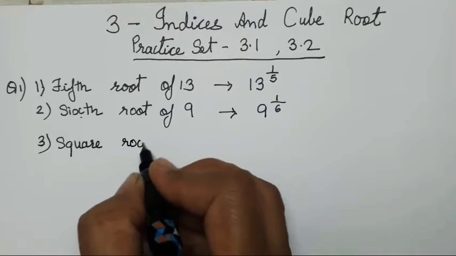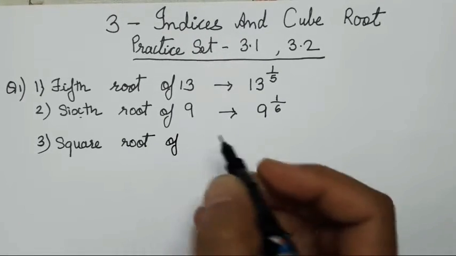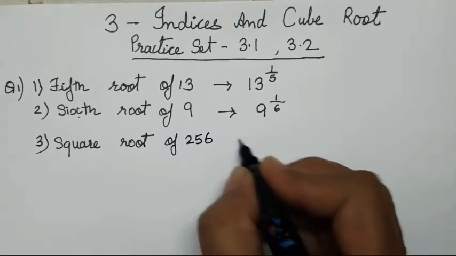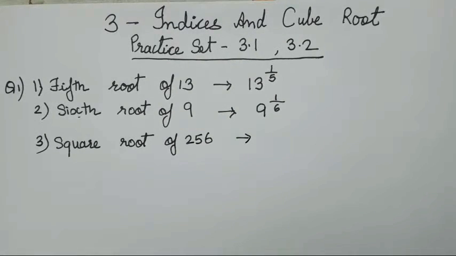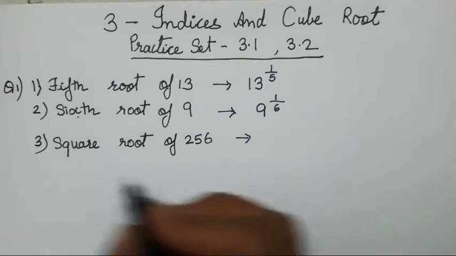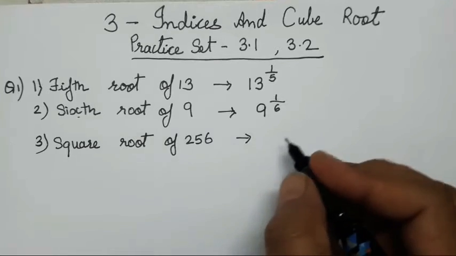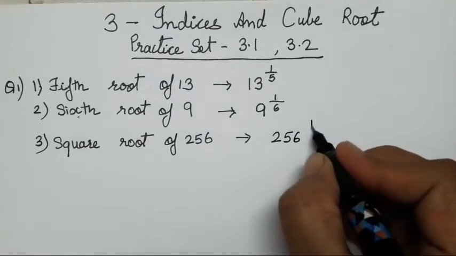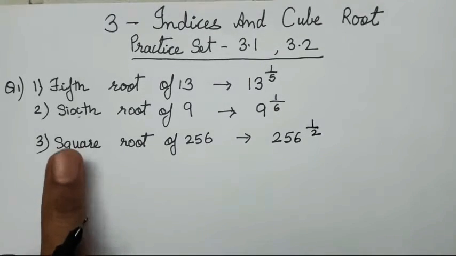Third says square root. Now you all don't have to wonder what is square because we have already done square root of 256. So square means we all know 2, isn't it? Square means 2, cube means 3. So we have to remember these mathematical words in order to write the index form. So square root of 256. So first 256 and square root means 1 upon 2. Got it?